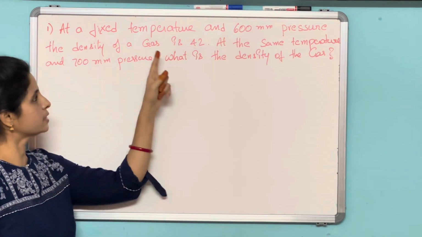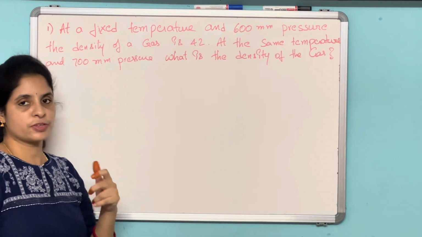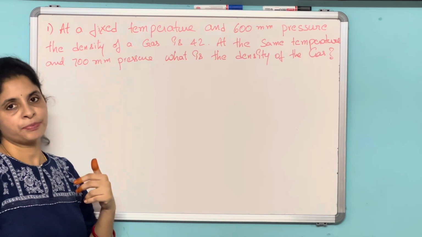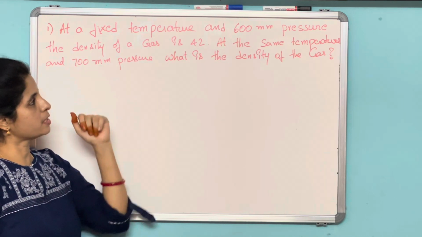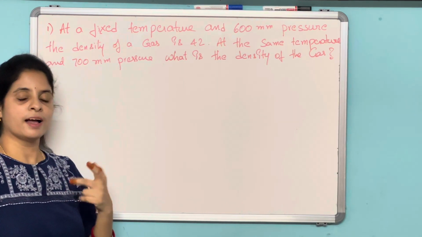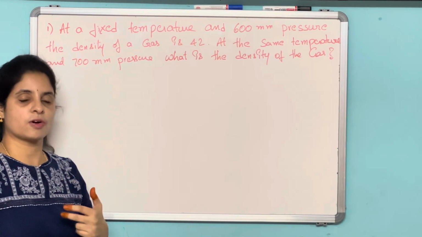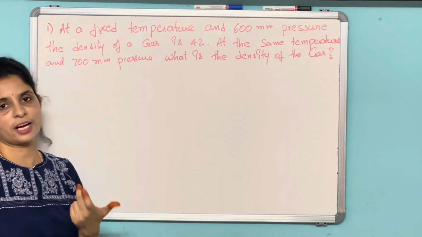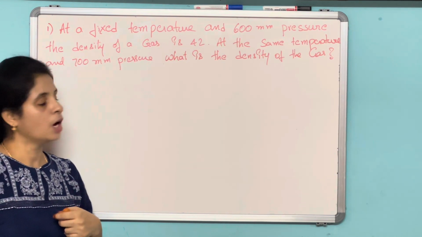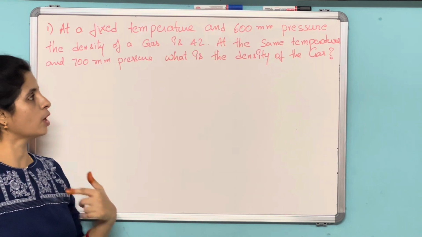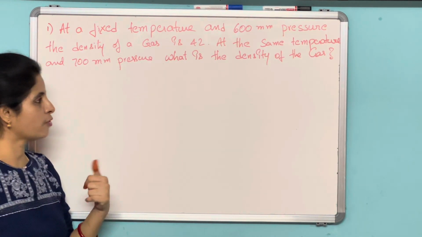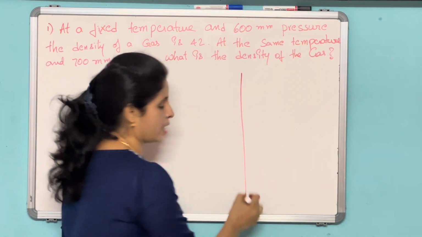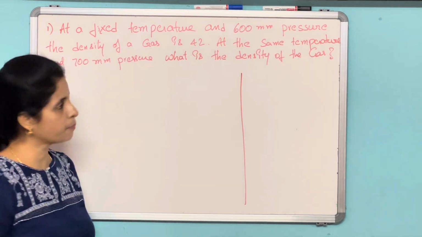So here, at a fixed temperature means first you have to recollect it is Boyle's law. When the temperature is constant, what is Boyle's law? Here, when the temperature is constant, what are the variables? Pressure and volume are the variables. So here, instead of the volume, in the problem pressure and density are given. So first you recollect what is Boyle's law.